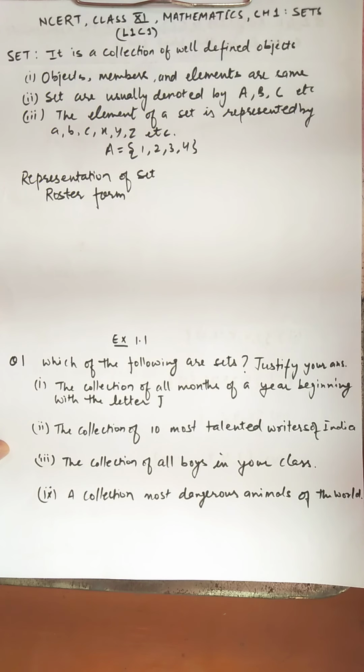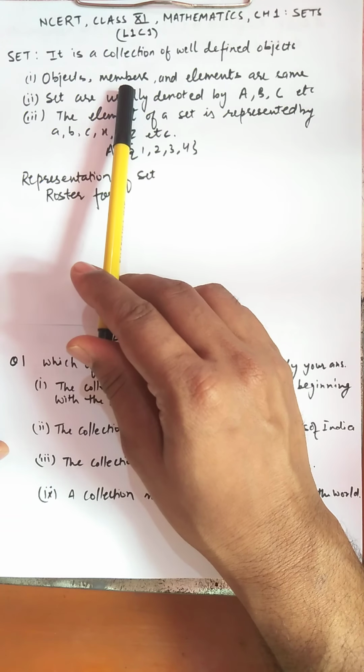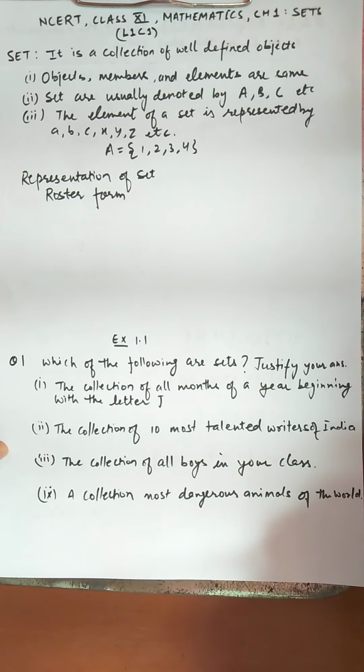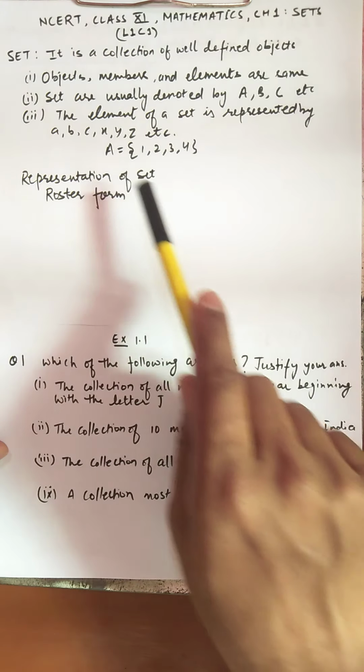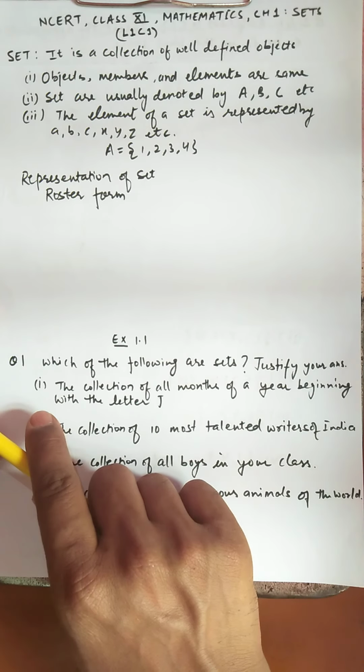After this we will discuss some common characteristics of sets, and then we'll come to the representation of set. First, whether you say object, members or element, all these three terms are synonyms, so all are the same. So you can say 1 is an element, 2 is an element, 3 is an element, 4 is an element.